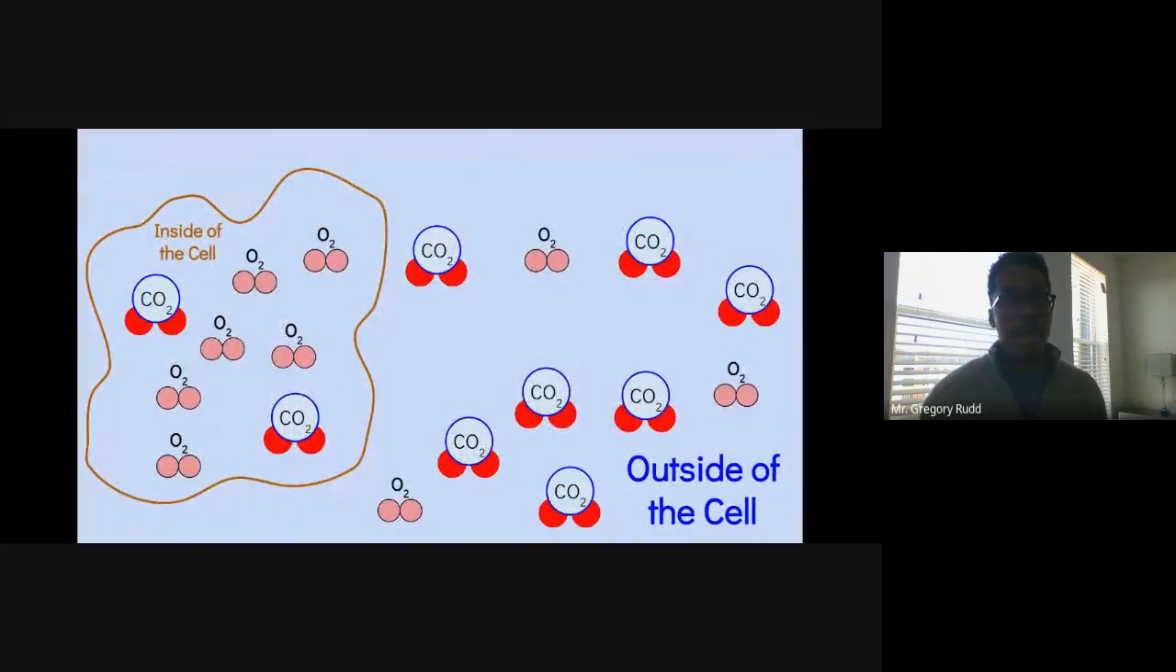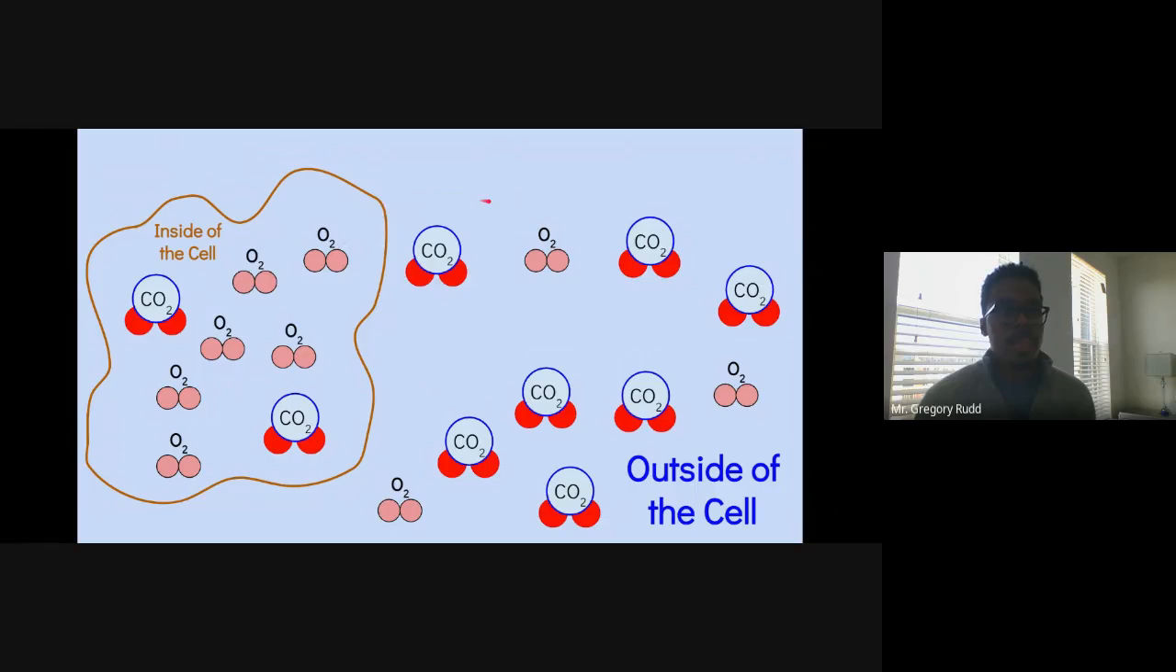All right, so what we have here is another kind of illustration that I made. You can see that we've got the inside of a cell. We see the cell's membrane, this brown thing. We see we've got a couple different molecules. We've got O2, which is oxygen gas, and CO2, which is carbon dioxide gas. We can see that there's a concentration gradient here because we've got unequal amounts of both.